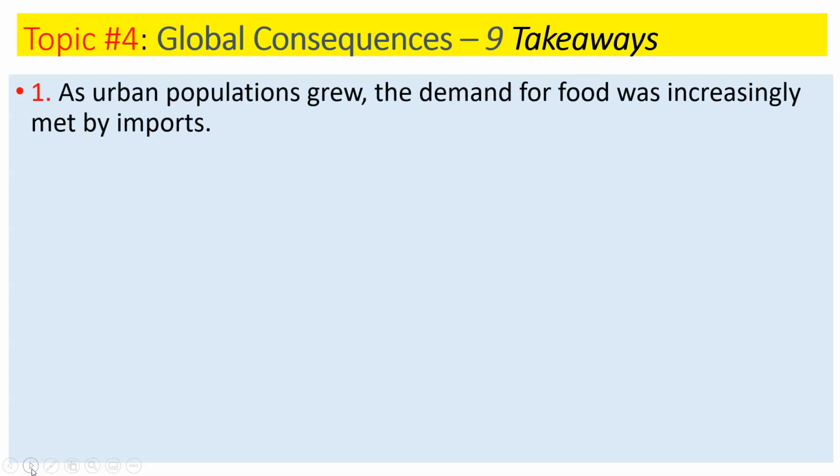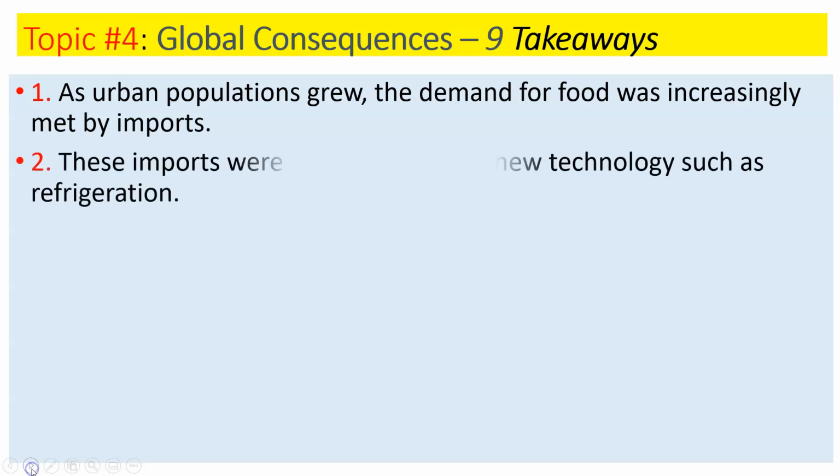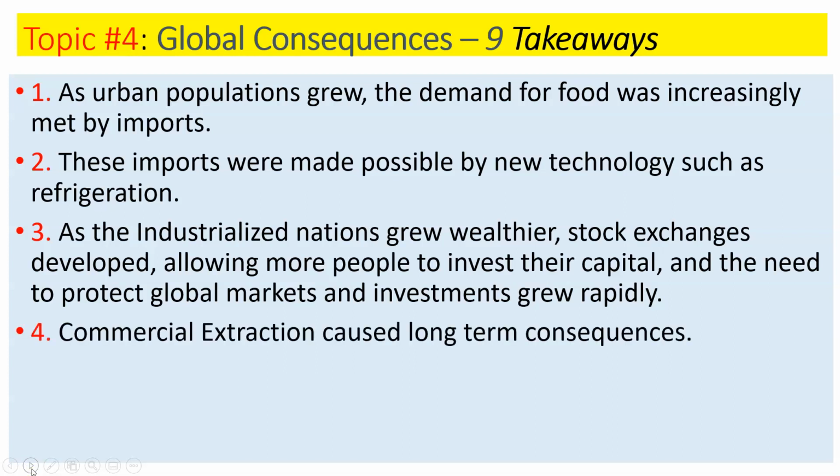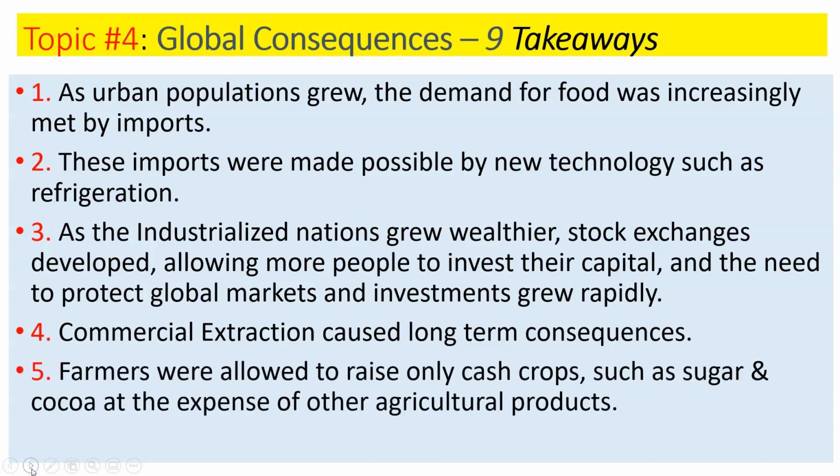Number 1, as urban populations grew, the demand for food was increasingly met by imports. These imports were made possible by new technologies such as refrigeration. Number 3, as the industrialized nations grew wealthier, stock exchanges developed, allowing more people to invest their capital, and the need to protect global markets and investments grew rapidly. Number 4, commercial extraction caused long-term consequences.